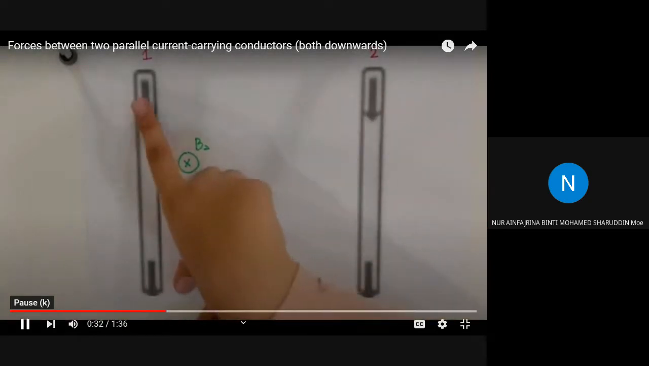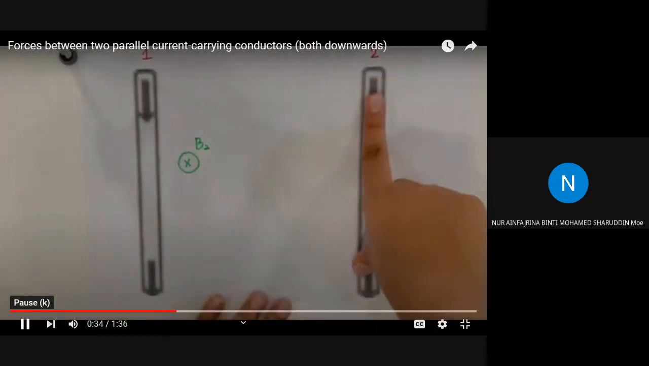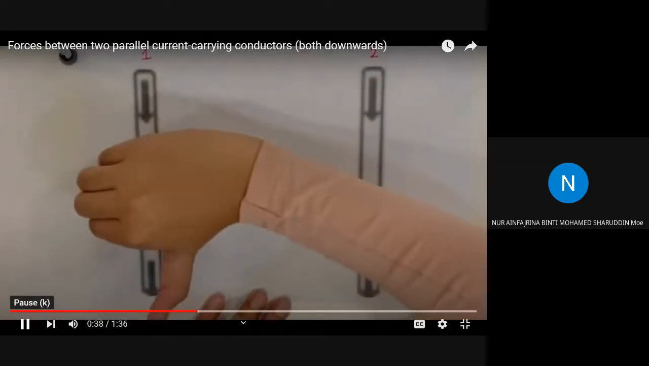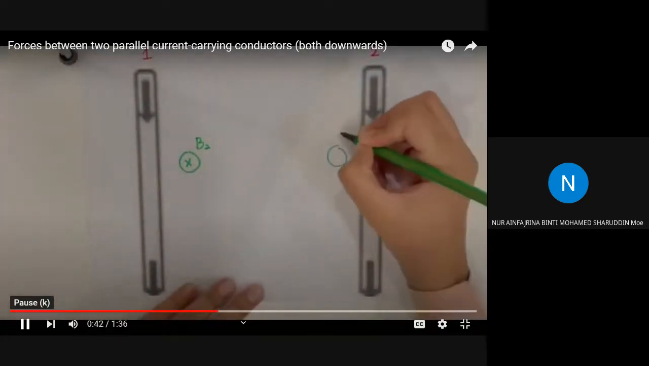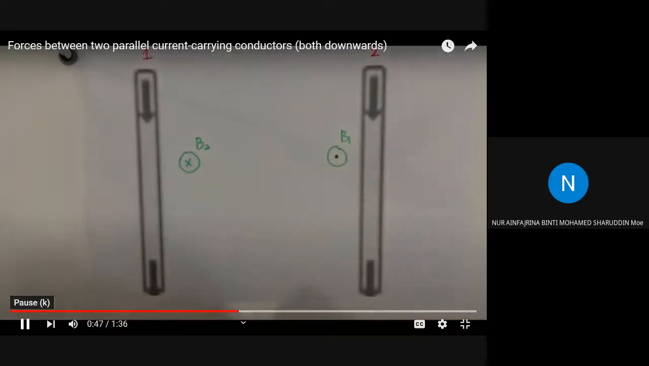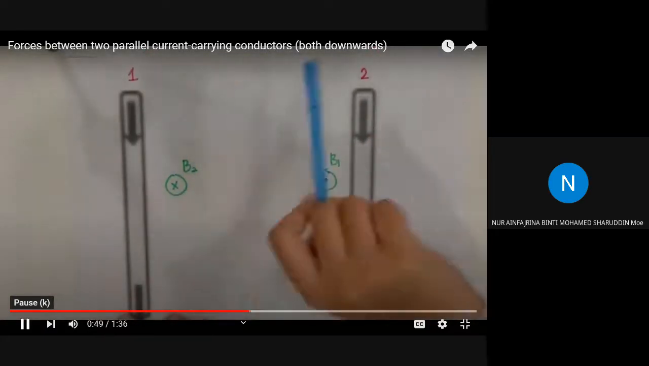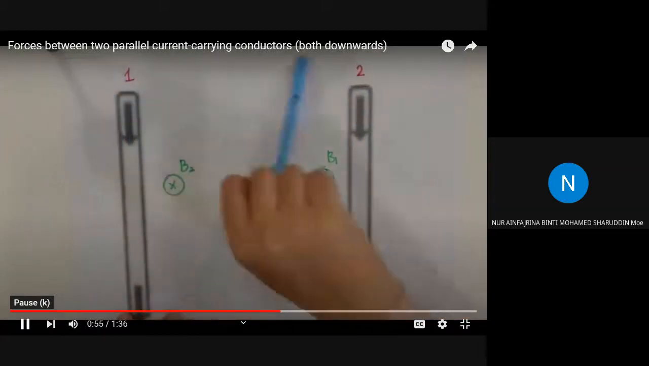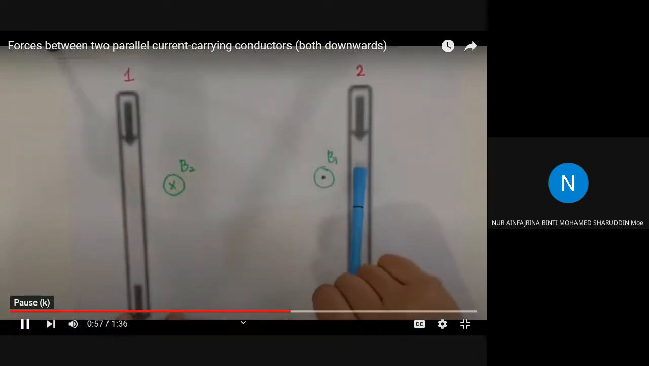Okay, and then here wire 1 will influence the magnetic field on wire 2. Similarly, wire 1's current is downward, here it is inward, here it is outward. So here is the magnetic field of wire 1, outward here. Okay, so the magnetic field of wire 2 will influence the magnetic force on wire 1, and the magnetic field of wire 1 will influence the magnetic force on wire 2.